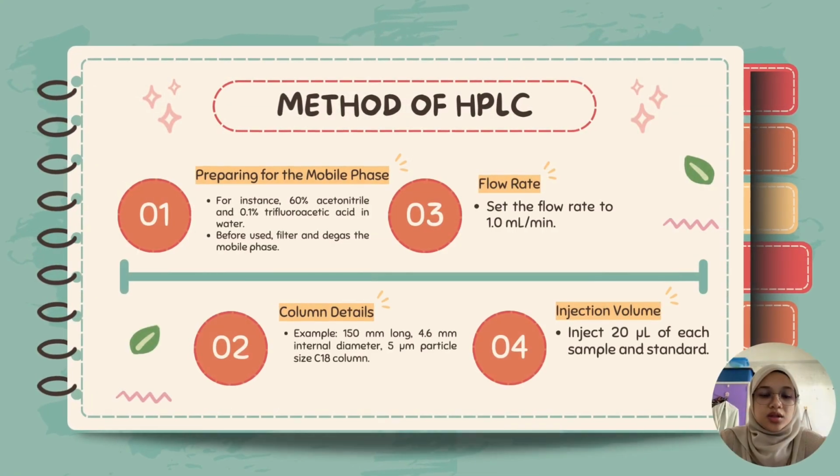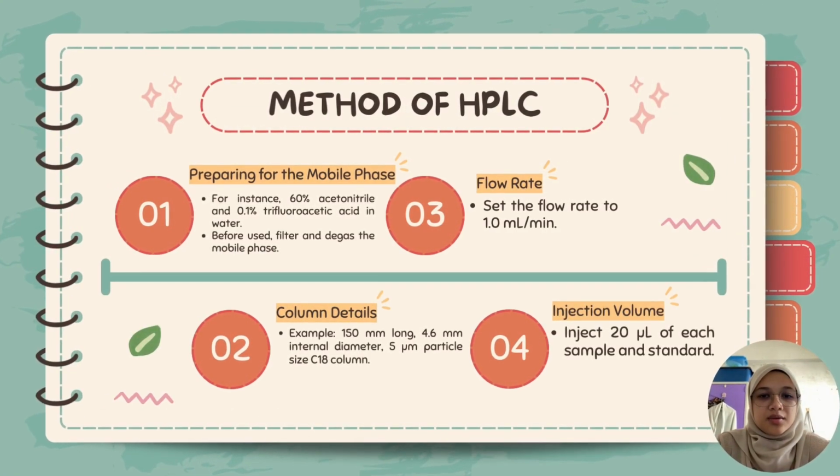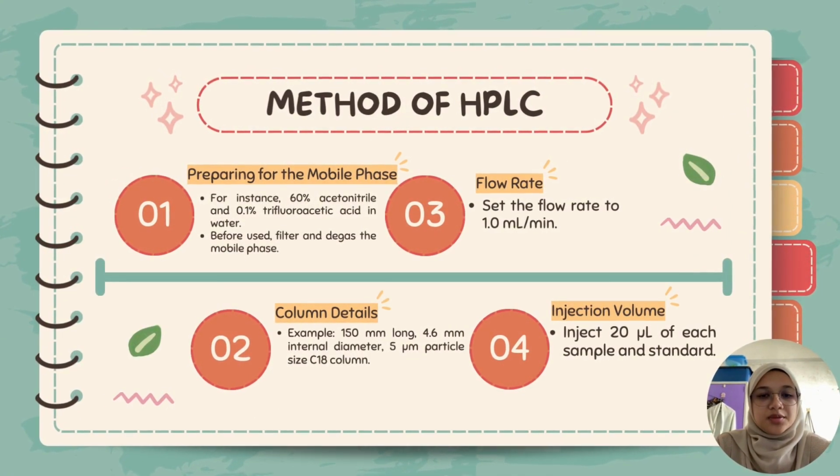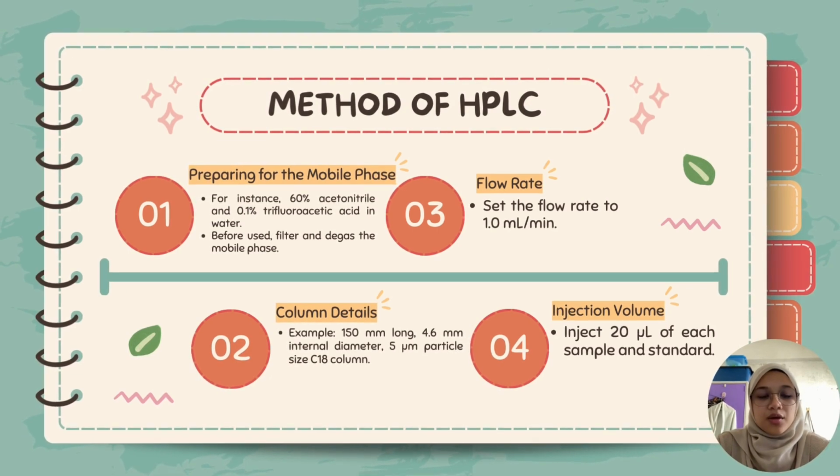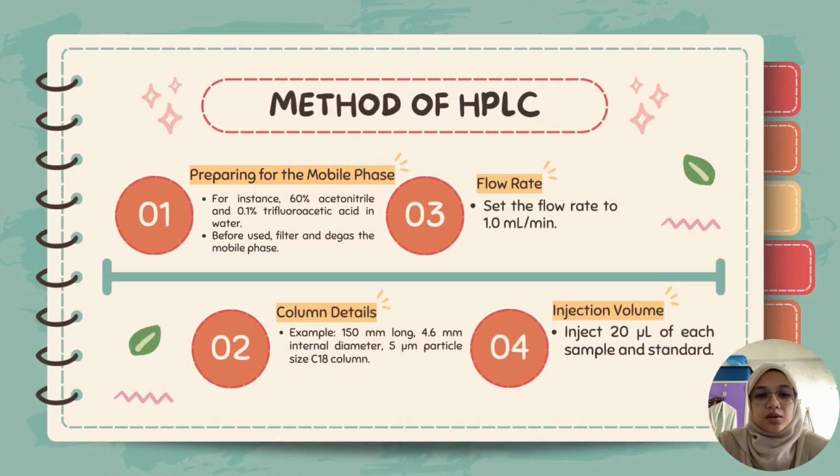Next, the methodology of HPLC. There are 7 steps to follow. First is preparing the mobile phase. For instance, 60% acetonitrile and 0.1% trifluoroacetic acid in water. Before use, filter and degas the mobile phase. Next, column details. For example, a 150 mm long, 4.6 mm internal diameter, 5 micrometer particle size C18 column.